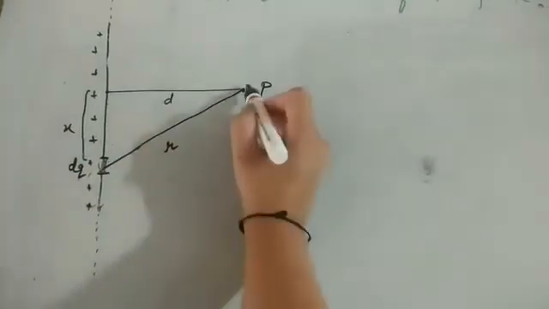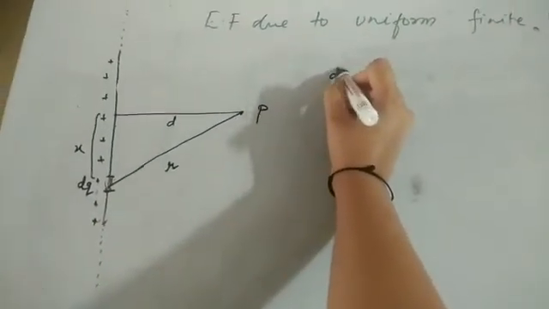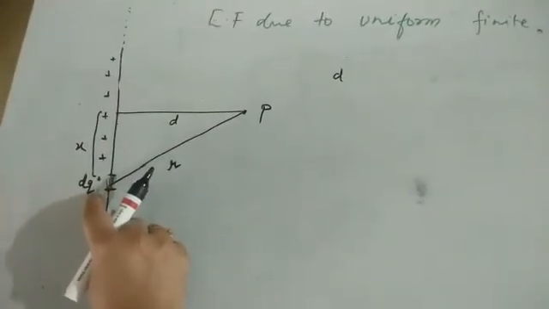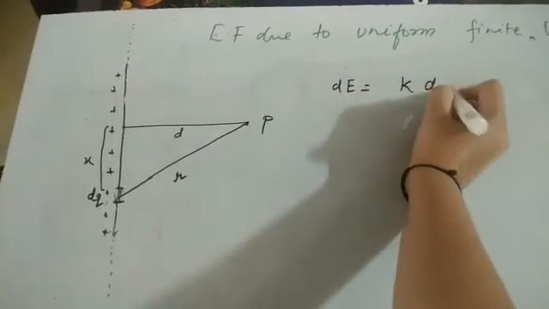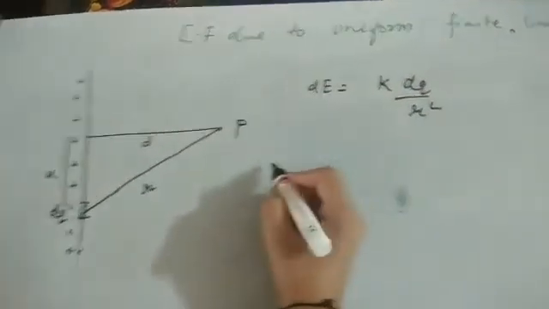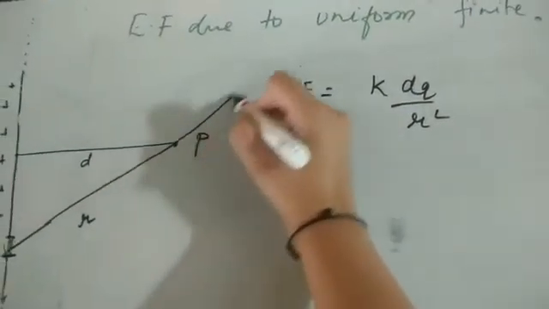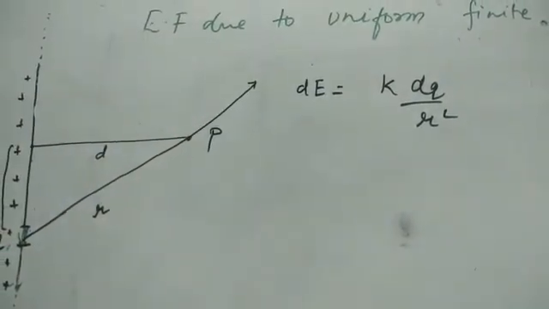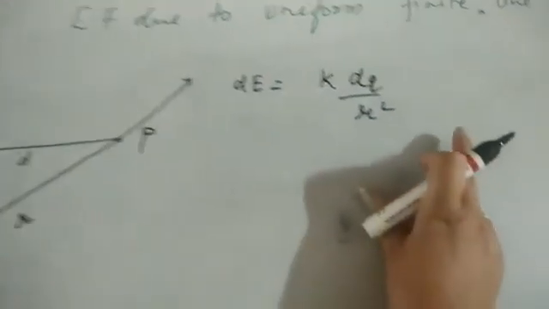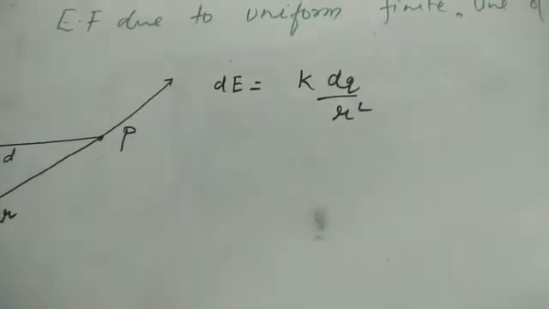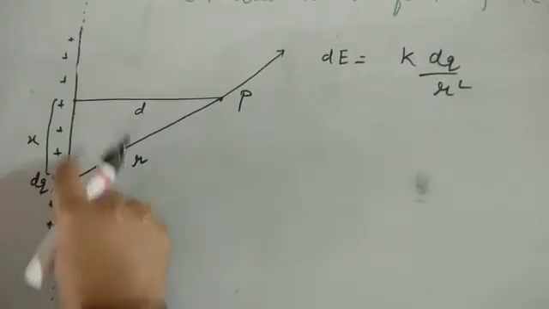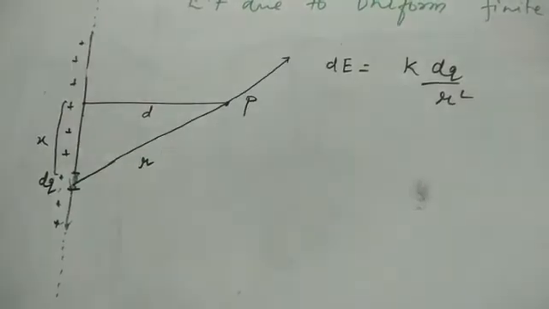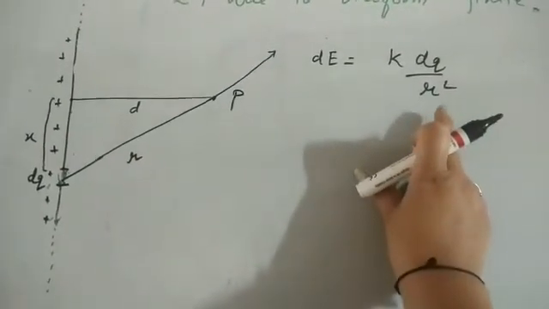Clear? Now what is the electric field at this point because of this charge? It would be your dE. Obviously, when the charge is small, the electric field also would be small. So dE would be k dq upon r square. And what is its direction? It would be along this line outward, right? Here we cannot do it directly because there are so many other components involved. We have taken only one small charge. If we add up all, we would have to integrate. So we cannot do it right now directly.